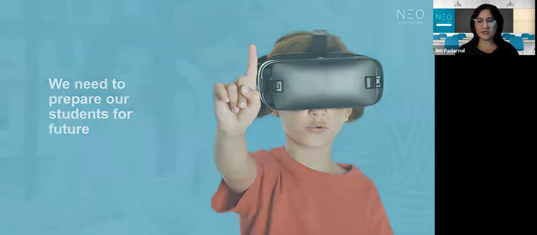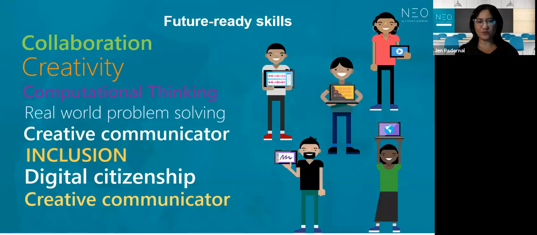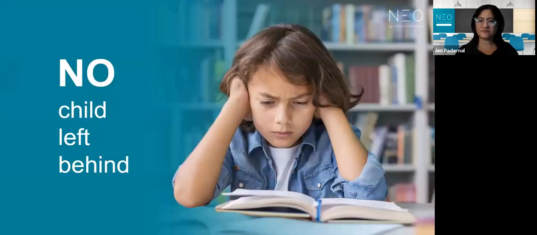future. We are also continuously trying to find ways to develop their future ready skills like collaboration skills, creativity, computational thinking skills, problem solving skills, being creative communicator. We're teaching them inclusivity, we're teaching them digital citizenship. We want to make sure that even in remote learning, we are able to develop these future ready skills among our students. We are also trying to make sure that all of our students are able to catch up and move up to their lessons and that no child is left behind.